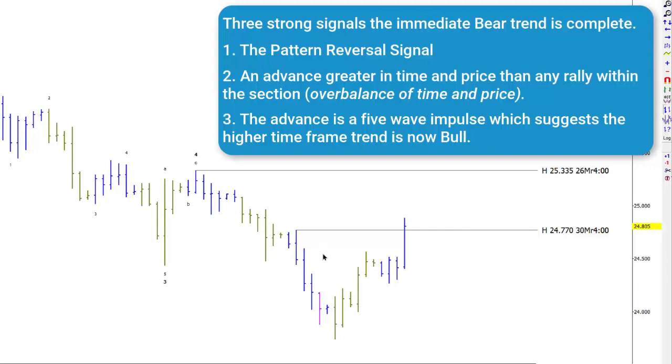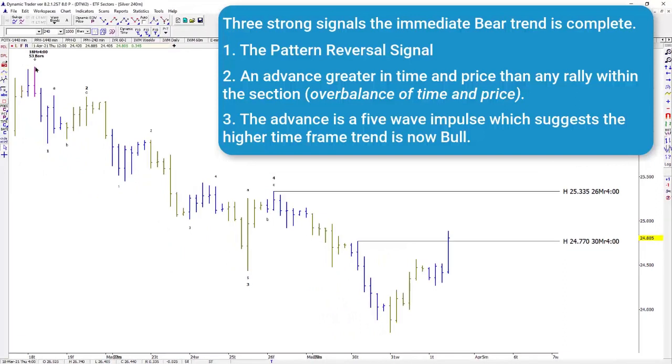Not just the pattern reversal signal of taking out this high, but number one, we've had a rally greater in time and price than any since this top. That's an overbalance of time and overbalance of price, as W.D. Gann used to say, and it indicates that more than likely the trend has changed. What's the other thing? What else do you see here? Well, boy, this is just as clear a 1, 2, 3, 4, 5 as you're ever going to get. That's textbook stuff. That means we've reversed to an impulsive pattern on the upside. That's another signal that more than likely the trend is reversed to bull.